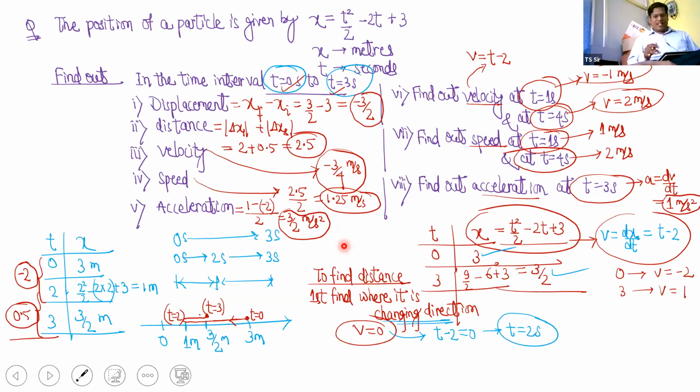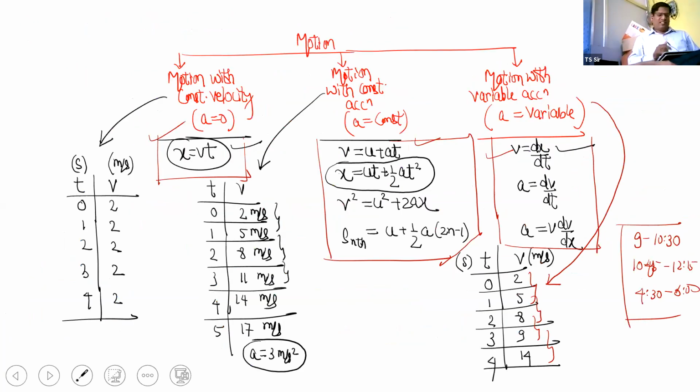Then I classified motion into these 3 categories. I can have motion with constant velocity, motion with constant acceleration, and motion with variable acceleration. Then I said how to identify that. Like in this case, you see velocity is the same every time, so this is motion with constant velocity. To study motion with constant velocity, we need to use x equal to vt. Only one equation to study such kind of motion.